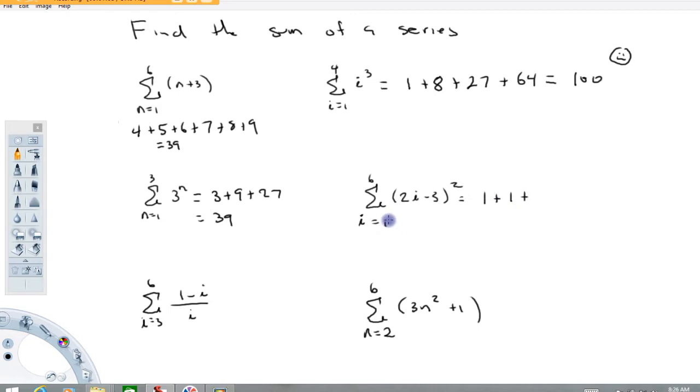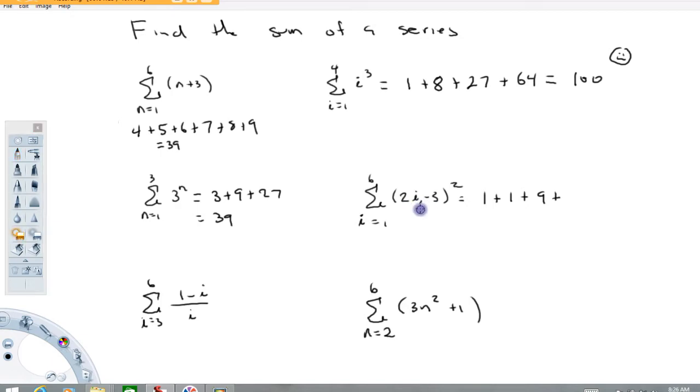Then we'll put a 3 in for i. 6 minus 3 is 3. Squared is 9. Then we're going to put a 4 in for i. Let's see. 8 minus 3.